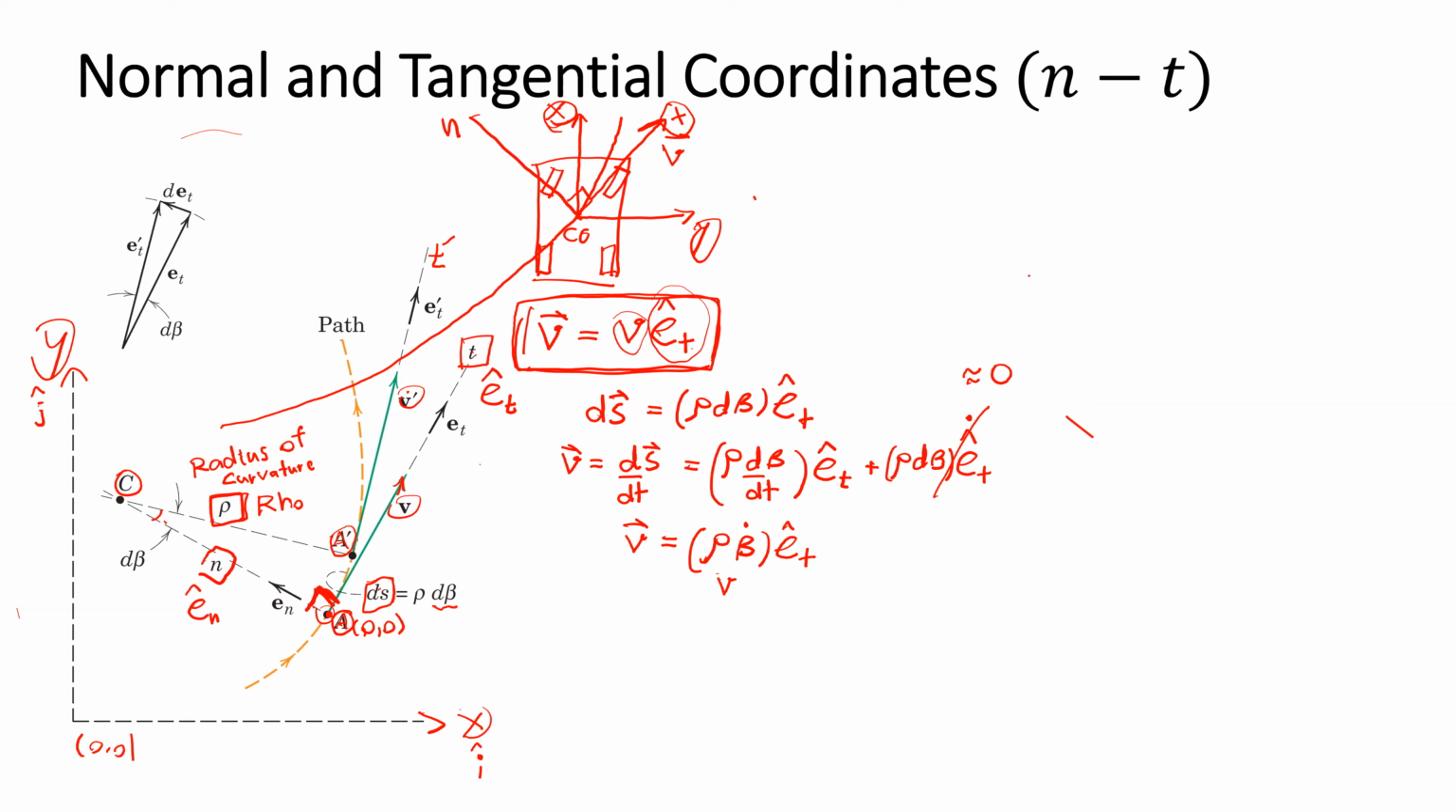And the magnitude of the velocity can also be written in terms of the product of the radius of curvature and the rate of change in the angle, or the angular velocity.